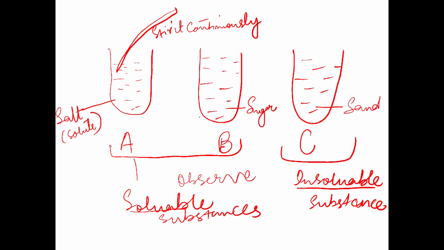The substances like sugar and salt, which get disappeared in water, are water soluble. And the substances like sand, we can take chalk powder also, which do not dissolve or disappear in water, are called water insoluble substances.